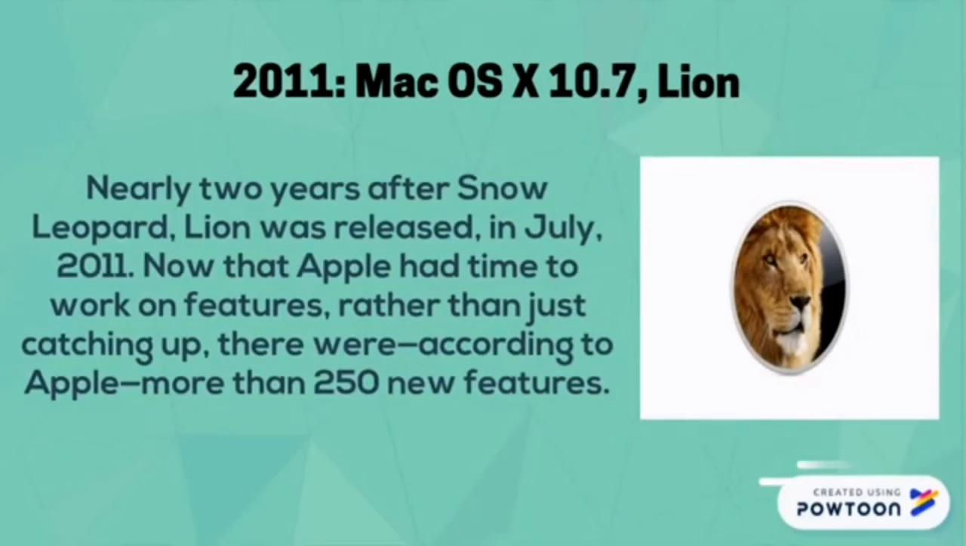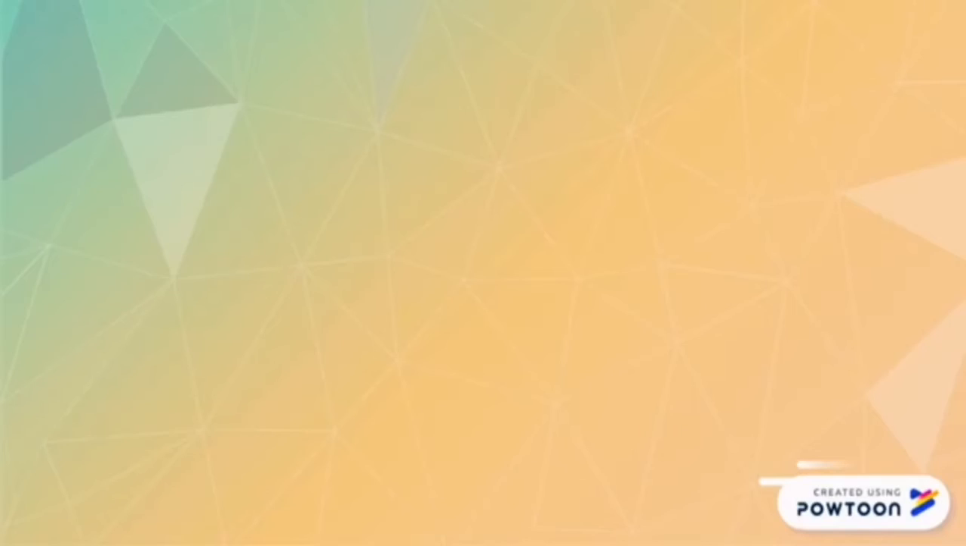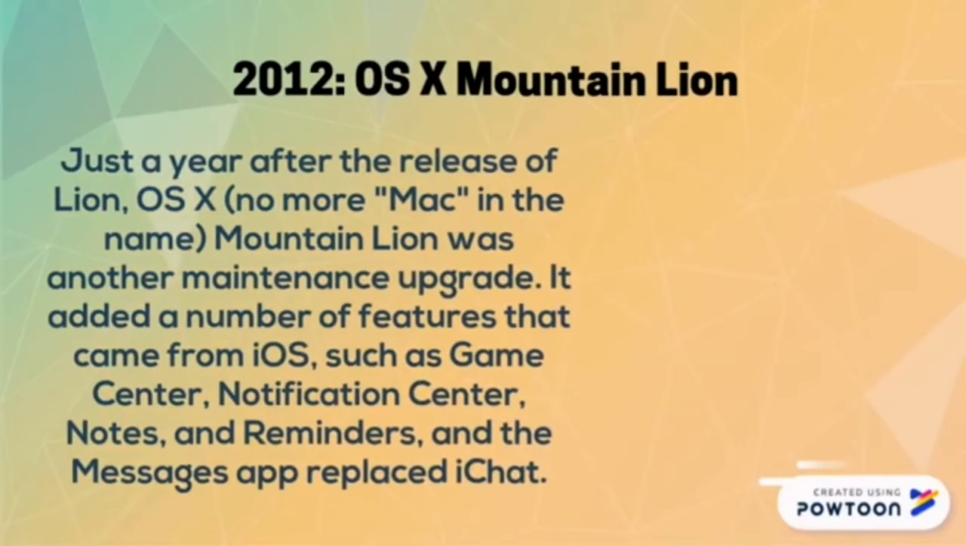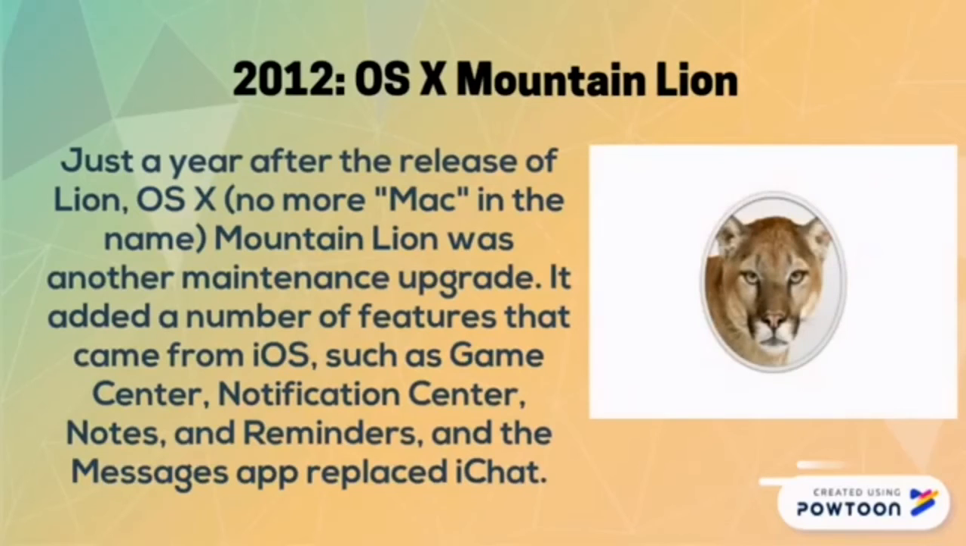OS X Lion was released in July 2011. Mountain Lion was released in 2012. Mountain Lion was another maintenance upgrade. It added a number of features that come from iOS, such as Game Center, Notification Center, Notes and Reminders, and the Messages app replacing iChat.